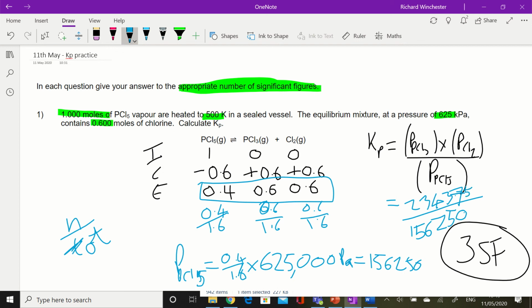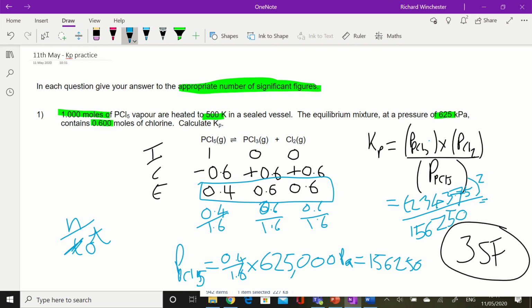234375 squared, because the pressure of PCl3 is the same as the pressure of chlorine. So that's the same as squaring if I'm multiplying the same thing by the same thing. So if I square that, it equals 5.493 times 10 to the plus 10. Divide that by my 156250 equals an answer of.